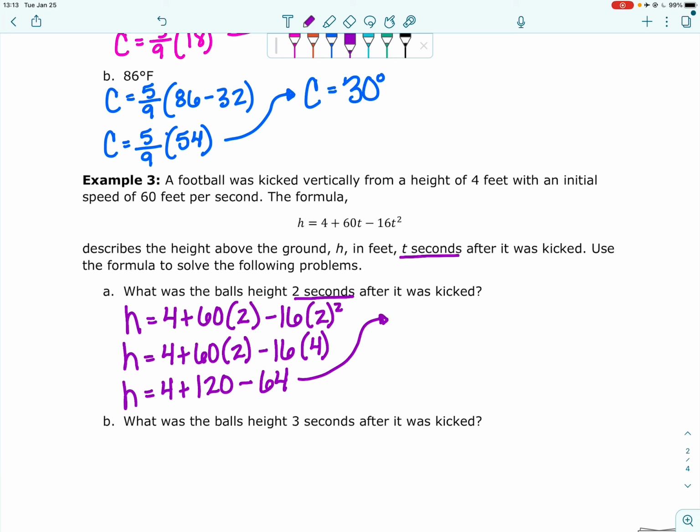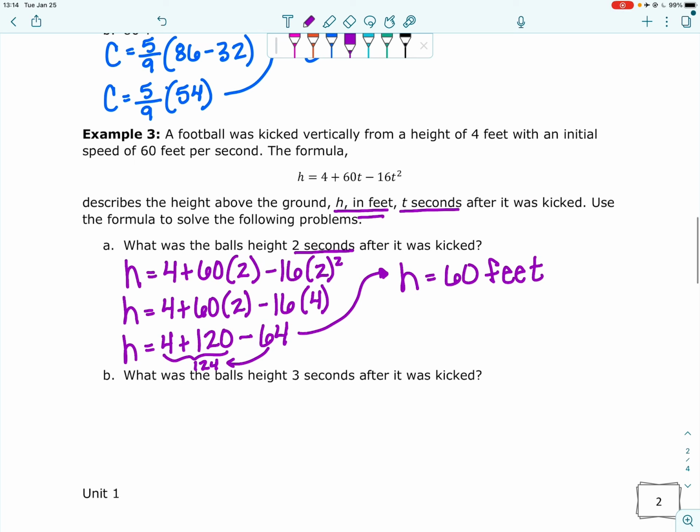So I'm going to have to come up here. 4 plus 120 is 124. So this piece is 124. But then I'm going to subtract 64 from that. So H equals 60. And then we want to make sure that we include units on our answers. So we are looking at the height in feet. So after 2 seconds, the ball is 60 feet off the ground.